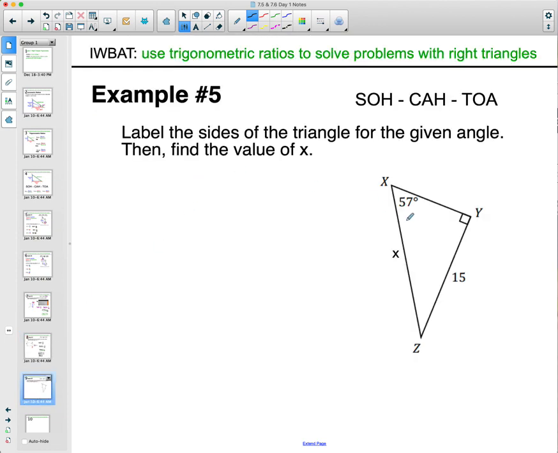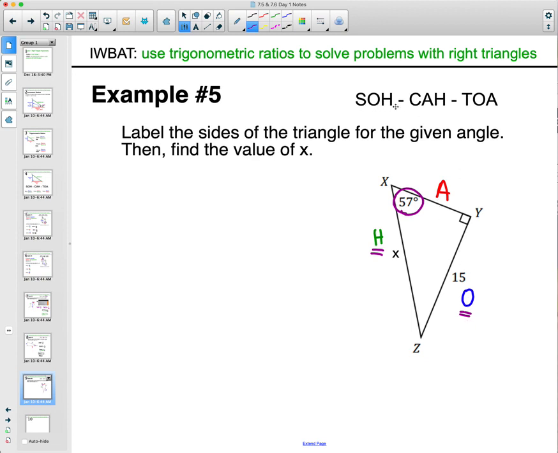Okay, last example. Again, label the sides. You want to pick the angle. We don't use the 90, so we're going to use this one, 57. Across from the 90 is the hypotenuse. Across from the angle is the opposite. Next to the angle is the adjacent. We don't need the adjacent because there's no variable. We're solving for the hypotenuse and we are given the opposite.